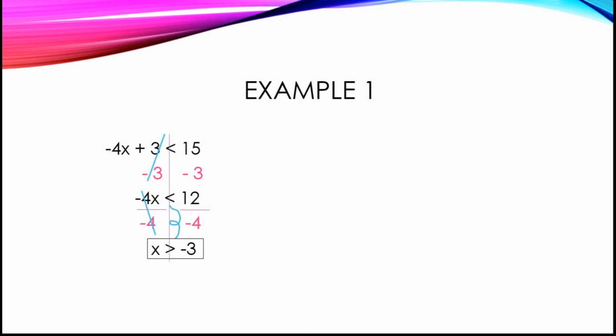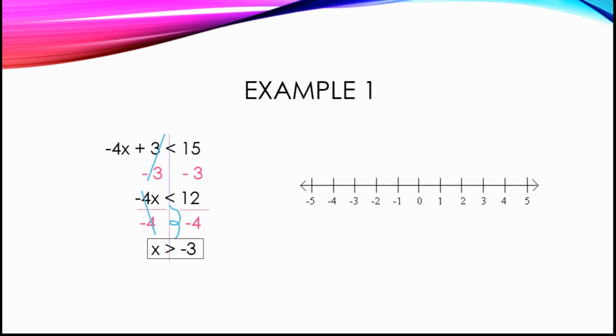Now, unlike the equations we were working with, which only had one solution, there are lots of different numbers that x could be to make this inequality true. So x could be 0, x could be 100, x could be -2. We have tons of options. So to show that, we want to use the graph.